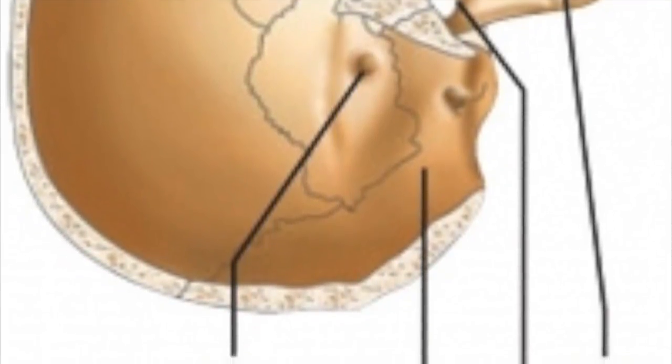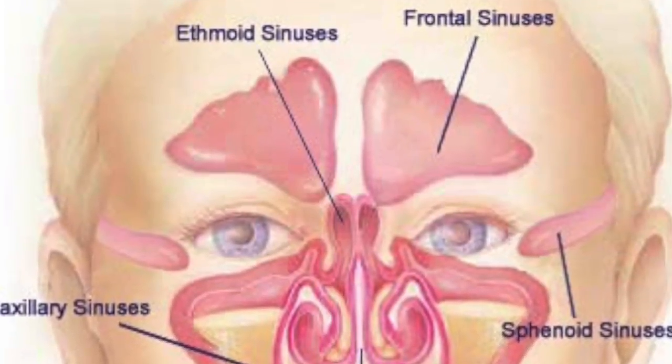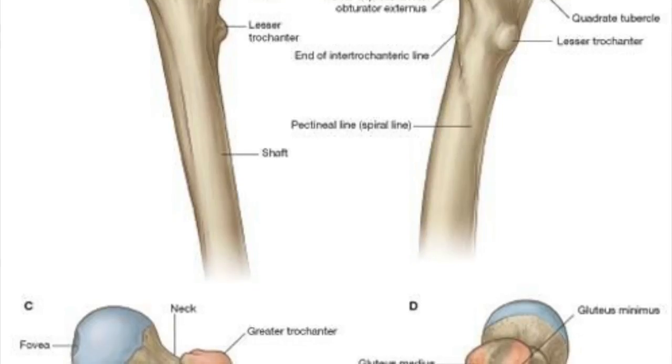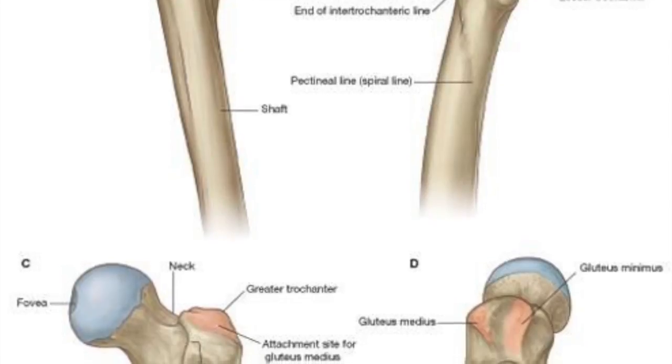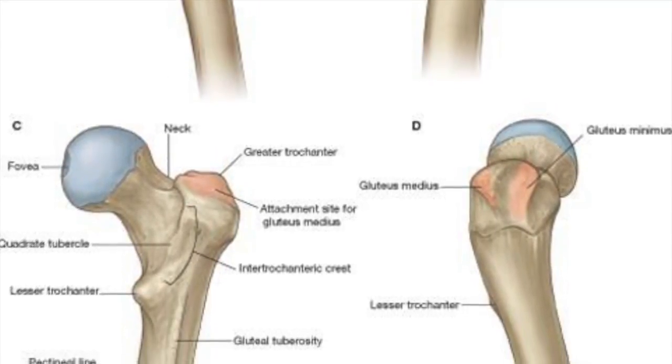Process, a raised area. Sinus, a cavity. Spine, a sharp pointed process. Sulcus, an elongated depression. Trochanter, a large bump for muscle attachment. Tuberosity, a small trochanter.